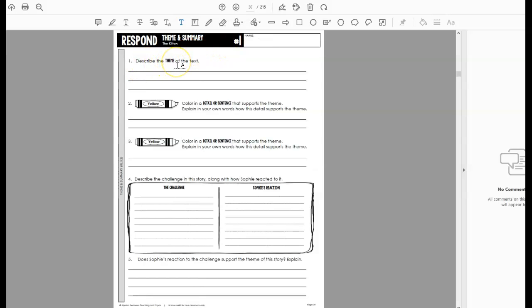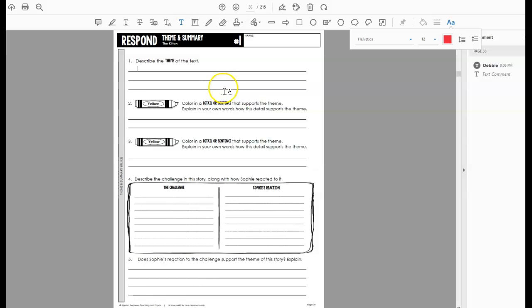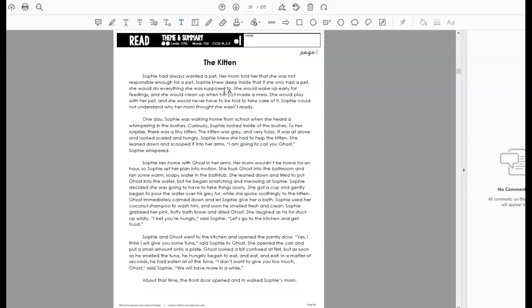It says, describe the theme. The theme is, what did the author want you to learn? After watching those videos, we know that sometimes there are questions we can ask. So let's think about the main character, which is Sophie. Sophie finds a kitten. She wants to keep it. She knows it needs a good home, but she knows that her mom doesn't want her to have a cat because she's not responsible. So Sophie takes the cat home and gets it all cleaned up.